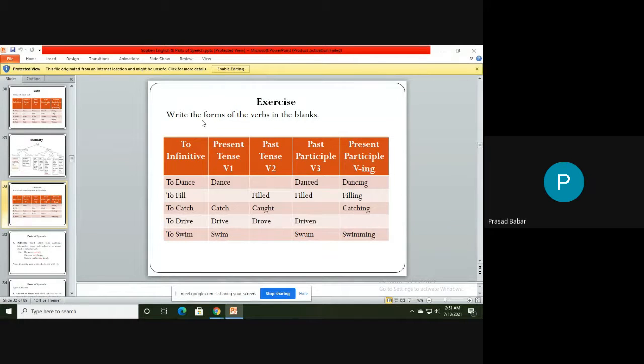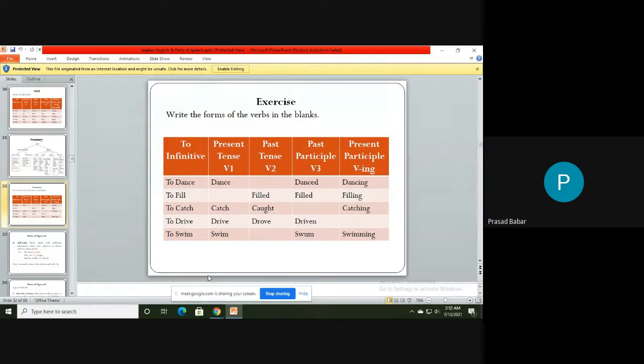As there is no regularity in this verb, this is called an irregular verb, because for catch there is no ed suffix added to the present form of the verb. Its past form becomes caught and not catched, and that is why it is an irregular verb. And its fourth form will be the ing form, and it is catching.